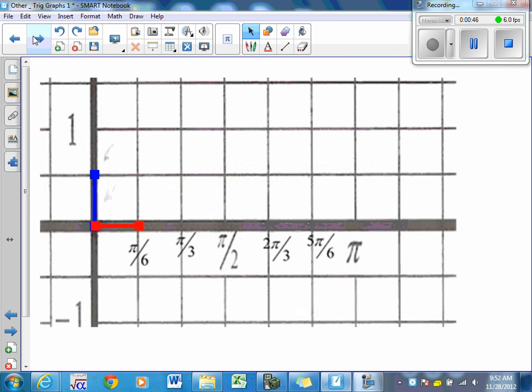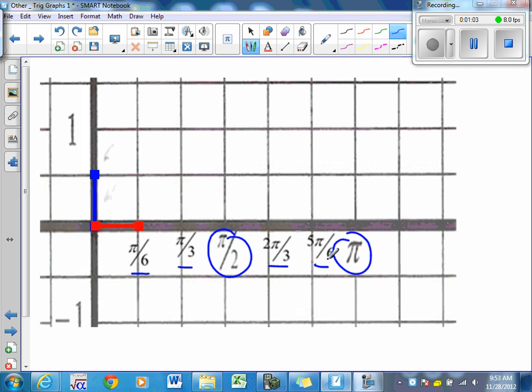Now, as you look at the blow-up of this paper, I have a few numbers on here that aren't on the paper normally. Pi over 6, pi over 3, 2 pi over 3, 5 pi over 6 are normally not on our graph paper. It's just pi over 2 and pi. That's all. Now, I do this to show you the scale. If we look at the y scale, we can see that it's 0.5. It goes up a half, 1, 1.5. The x scale goes by pi over 6.